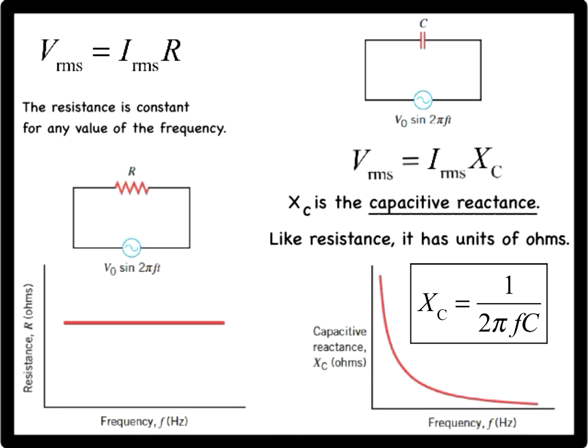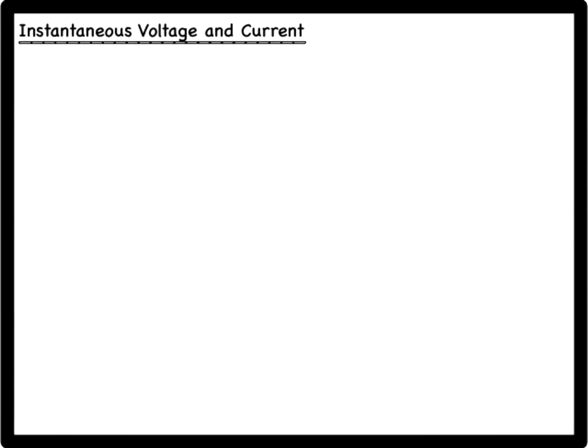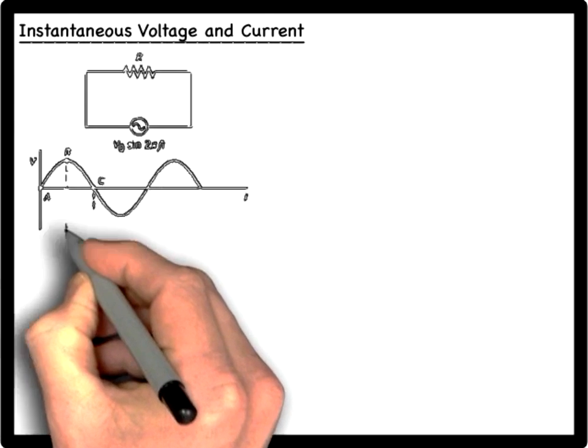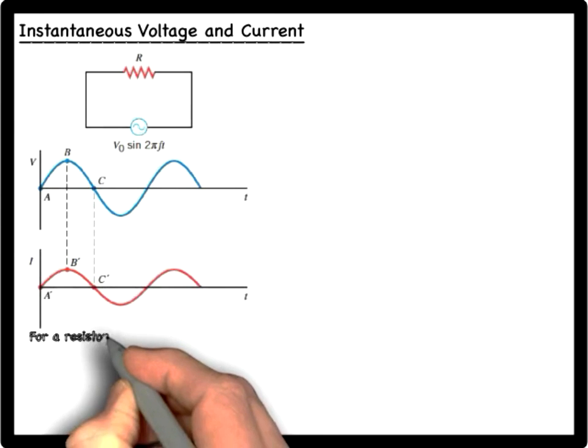We know that both the current and the voltage change in time in an AC circuit. So let's consider the instantaneous voltage and current, not the RMS, in each of these circuits. The figure shows graphs of voltage and current versus time in a purely resistive circuit. These graphs indicate that when only resistance is present, the voltage and current are proportional to each other at every moment.